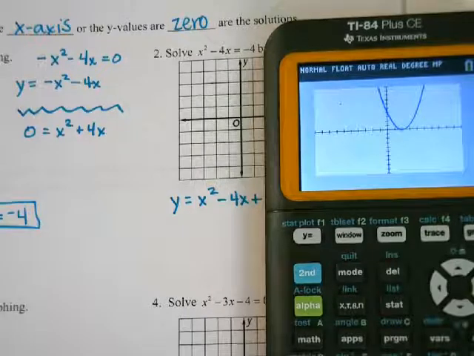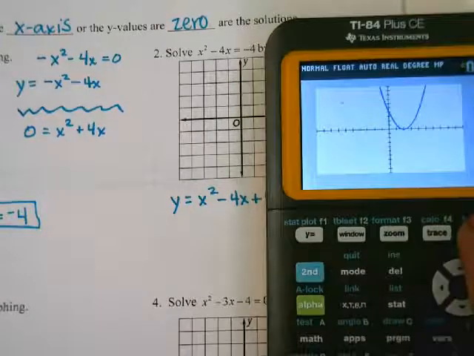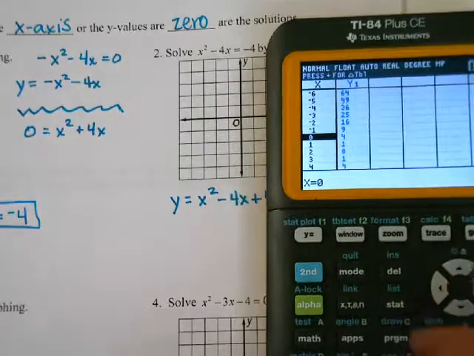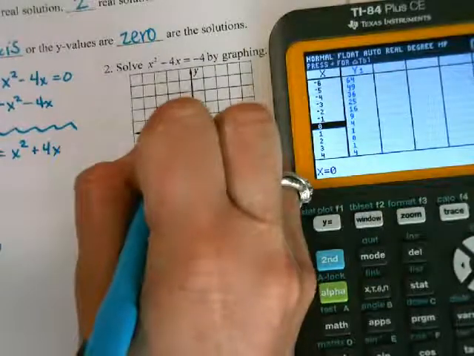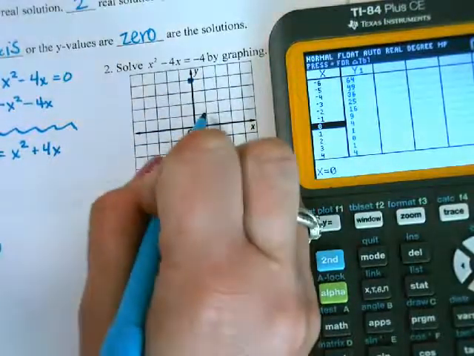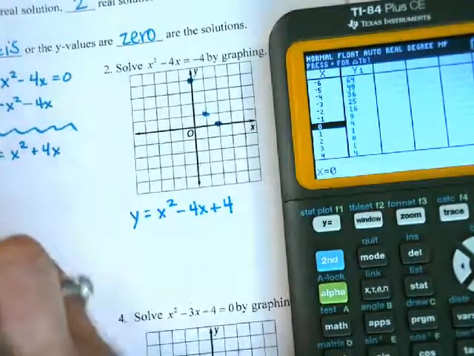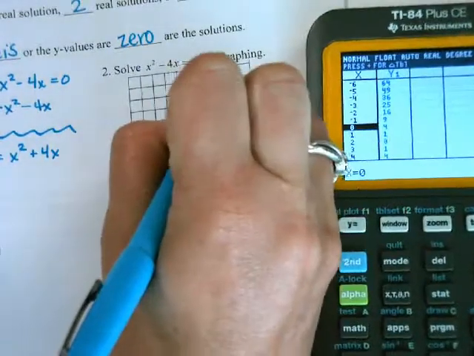He should look like that. Let's go look at our table so we can accurately put him on our paper. So, second graph. At 0, I'm at 4. 1, 2, 3, 4. At positive 1, I'm at 1. At 2, I'm at 0. At 3, I'm at 1. At 4, I'm at 4.